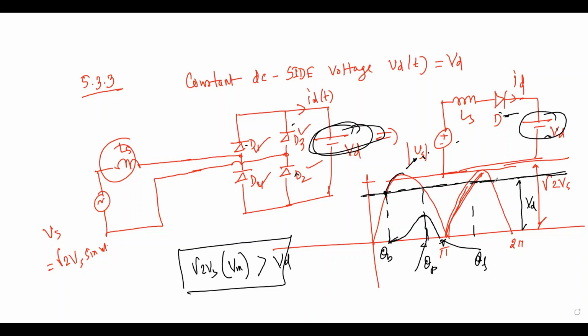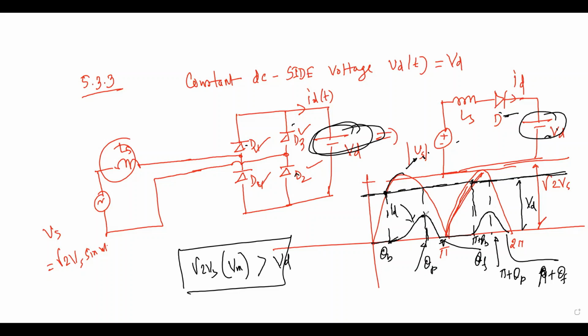For the next half cycle, that means negative half cycle, we can also consider this kind of situation. This is pi plus theta b, this is your pi plus theta p, and that will be your pi plus theta f. And that will be the wave shape of your current ID. Here we can see that this is discontinuous. The current will be 0 until this point, and then when your Vs crosses the Vd, current will start flowing, and then it will stop.